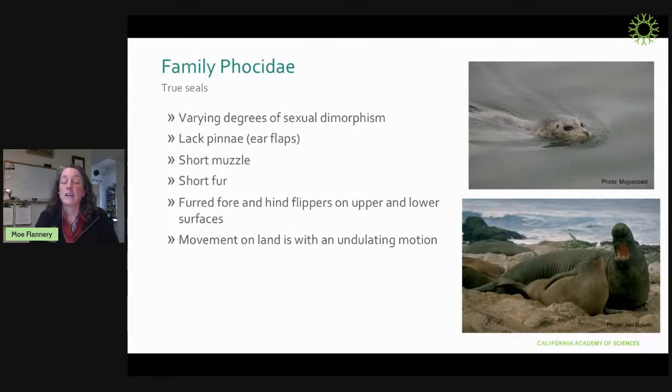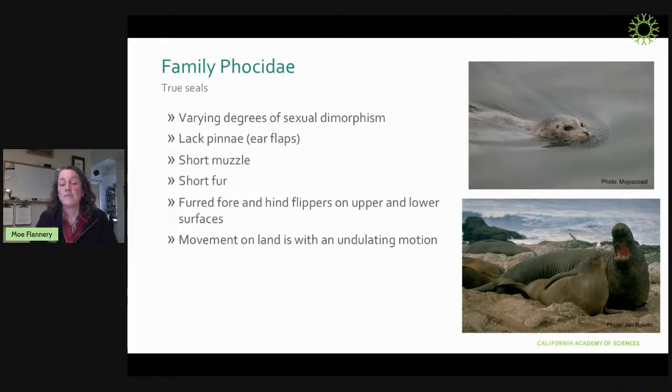When you first look at a carcass on the beach, the first thing you're going to do is look to see if there are ear flaps. Because if you have an ear flap, you know you're looking at an otariid. And if you don't, you know you're looking at a phocid.